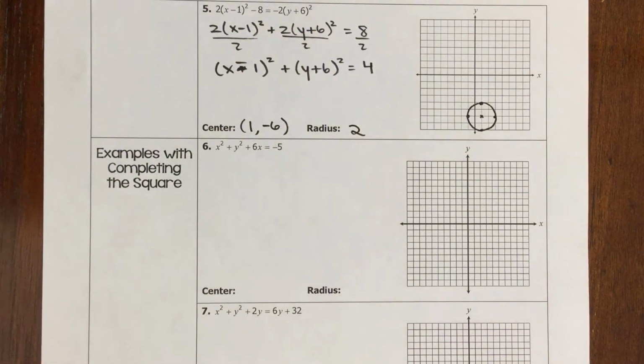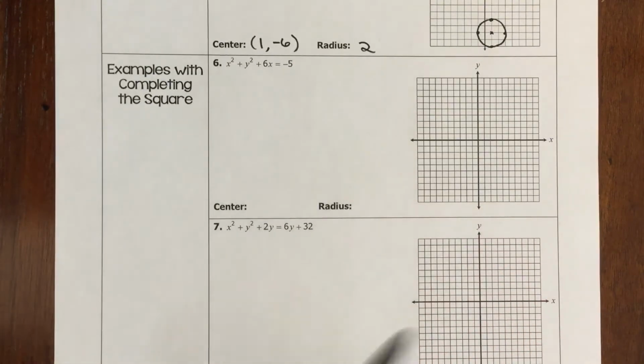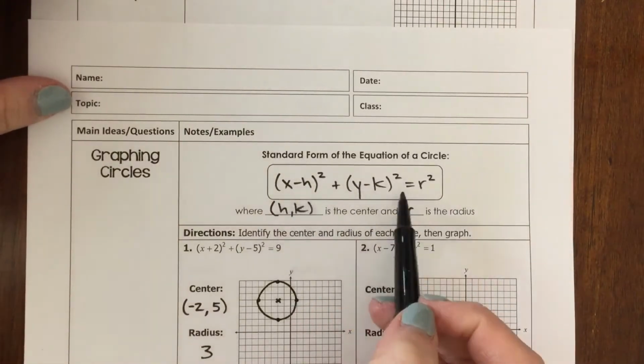All right, our last little section here are equations where we have to complete the square. Okay, so we're going to do a couple of these. So number 6, completing the square will be a little flashback to previous units. What we're trying to do is turn these into our standard form. Okay, so just a little reminder here of what our standard form is going to look like. It's supposed to look like this.